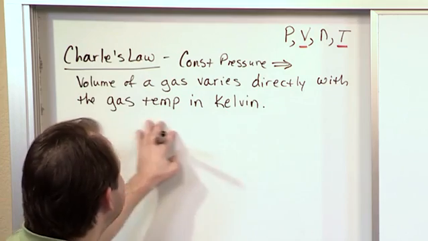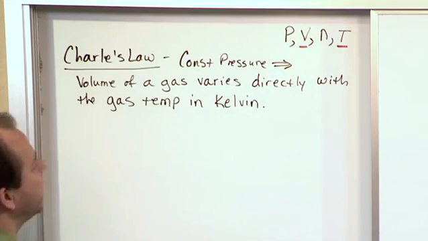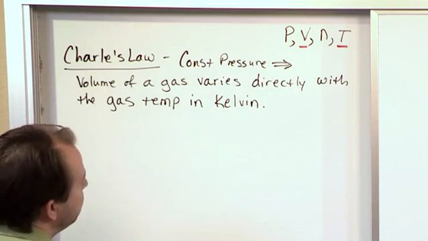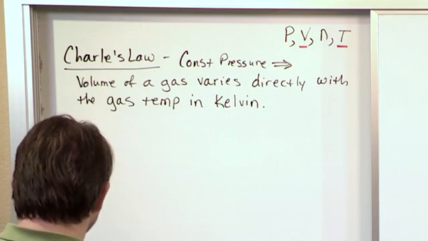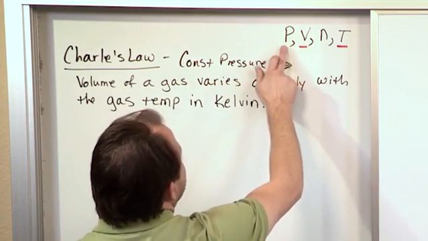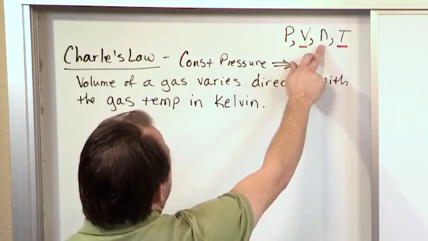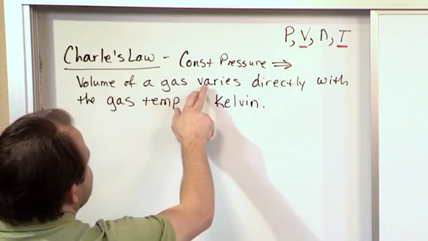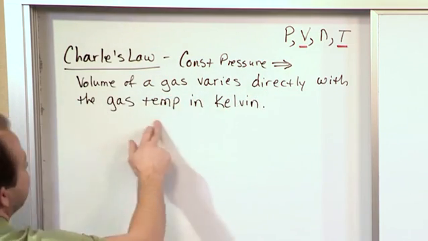But when we're talking about these gas laws, and generally when we're talking about gases in chemistry, for T, the temperature, we're going to be using Kelvin, usually when we're doing the calculations. But let's see how this reads. At constant pressure, notice we're going to hold this pressure. It's also implied we're holding the number of moles of the gas constant. The volume of the gas varies directly with the gas temperature in Kelvin.